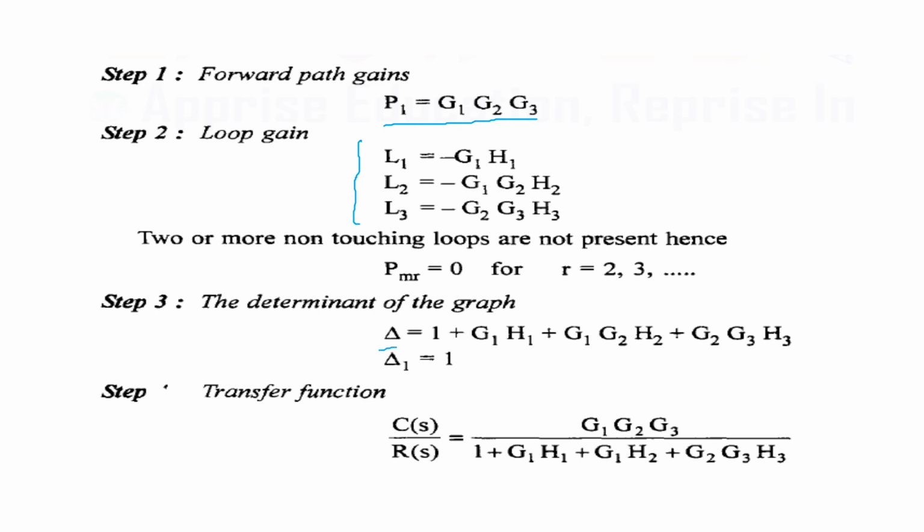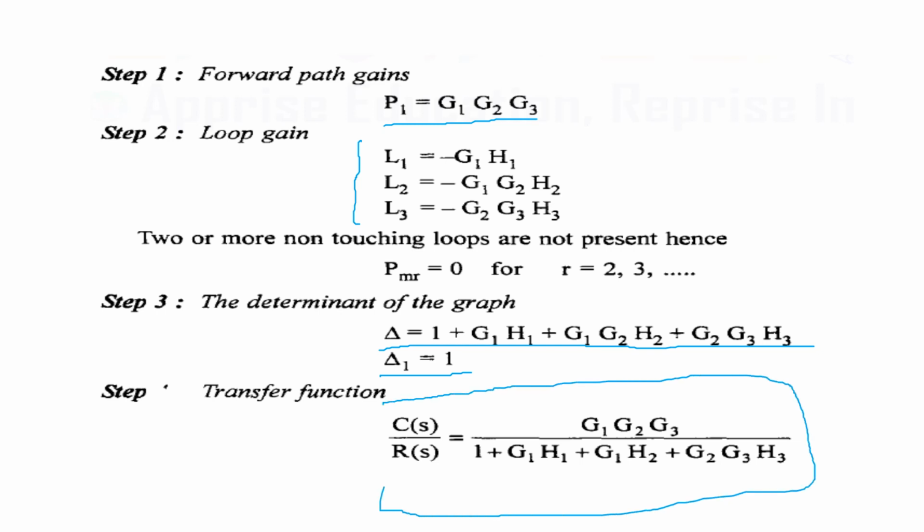Your determinant value delta is 1 minus the summation of all the individual loop gains. So it is 1 plus G1 H1 plus G1 G2 H2 plus G2 G3 H3, and delta 1 is nothing but 1 because all the loops touch the first forward path P1. The final transfer function for this block diagram using the signal flow graph representation is C of S by R of S equal to G1 G2 G3 divided by 1 plus G1 H1 plus G1 G2 H2 plus G2 G3 H3. Replace all the values and you will be able to get the transfer function for the given block diagram.